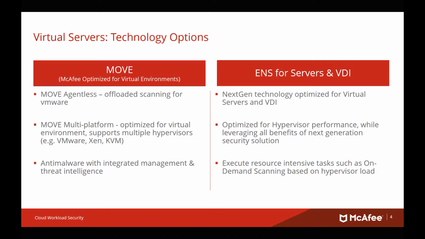So, virtual servers, technology options. McAfee has 2 different options: MOVE, which is McAfee optimized for virtual environments, and ENS for servers and VDI. MOVE comes in a couple different what we call flavors. It's agentless, which offloads scanning for VMware, and then the MOVE multi-platform, which is optimized for virtual environments, supports multiple hypervisors, VMware, Xen, KVM, and it's anti-malware with integrated management and threat intelligence.